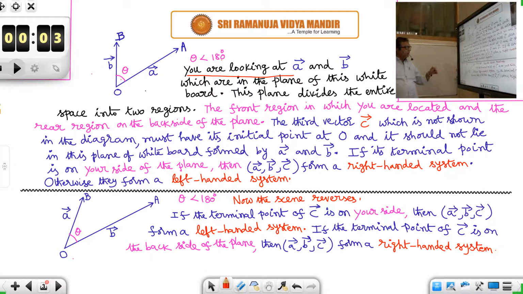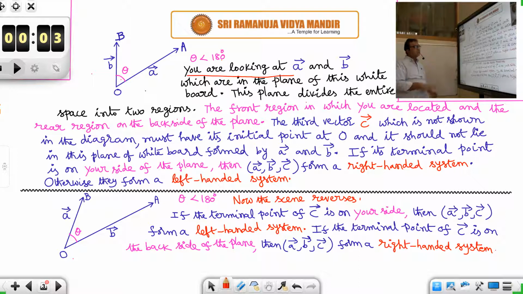If its terminal point is on your side of the plane, somewhere here, anywhere on your side of the plane, up to infinity, then we say that A bar, B bar, C bar form a right-handed system. Otherwise, they form a left-handed system. That means, if the terminal point of C is on the other side of this white board plane, the back side, then we say that A bar, B bar, C bar is a left-handed system.